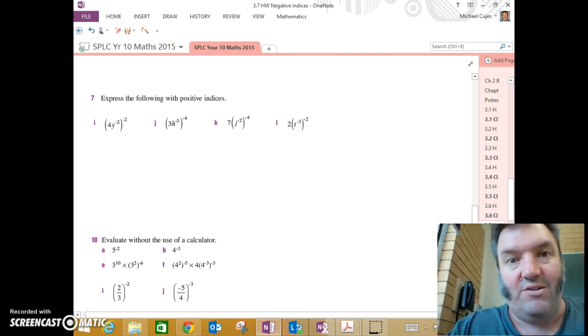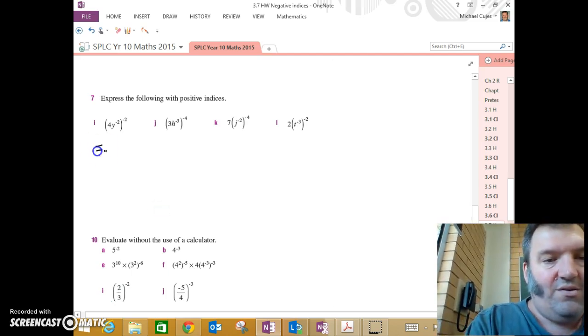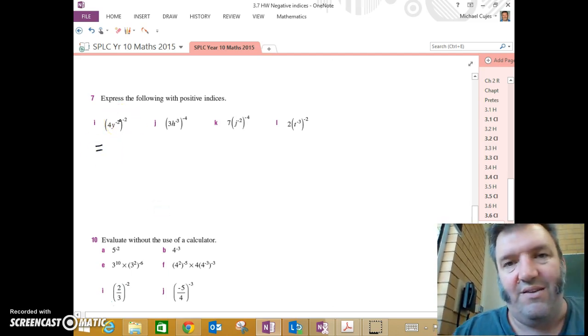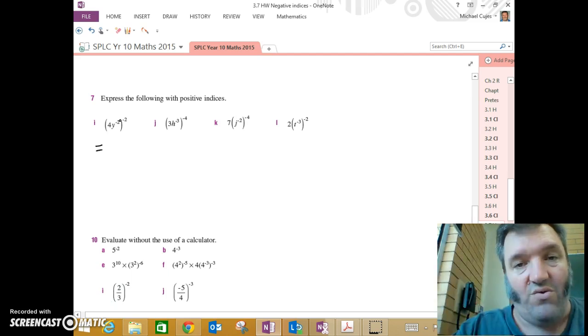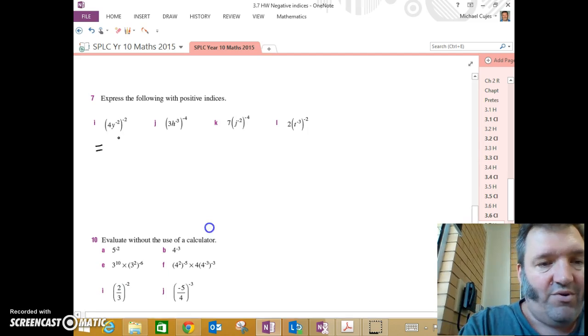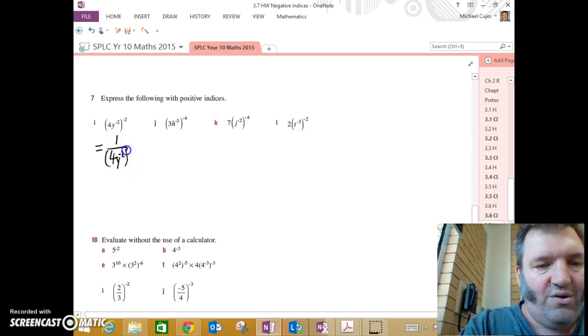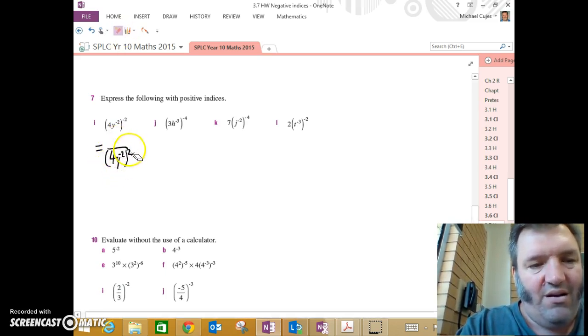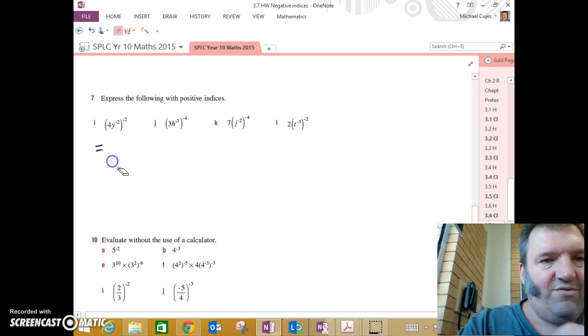All right, express these ones with positive indices. When the whole thing has a negative index, I have a choice. I can just rewrite it as the whole fraction on the bottom. I could rewrite the whole thing as 1 over 4y to the negative 2 squared. And then I could simplify it from there. In this case, I'm just going to put the negative 2 in, and I'm going to raise each one to the power separately and see what we get.